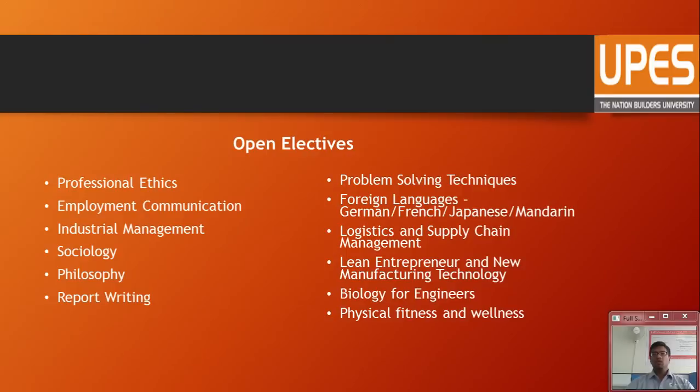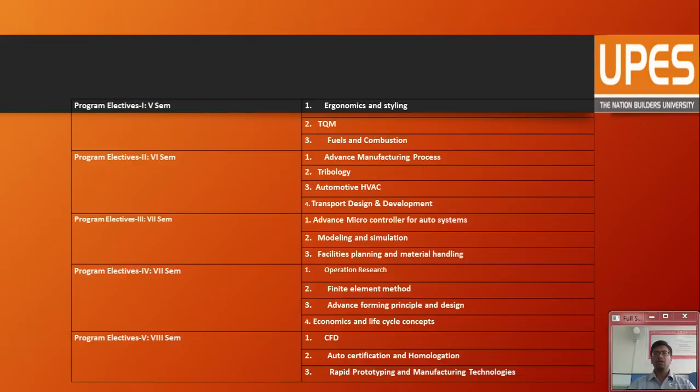Now, there are open electives, in which students can select the subjects. It starts from the 5th semester and continues till the last semester, the 8th semester in the final year. You can see here ergonomics and styling in the 5th semester, TQM (total quality management), and fuel and combustion, advanced. Out of these three subjects in the 5th semester, the student has to choose any one subject as an elective. In the 6th semester, there are advanced manufacturing process, tribology, automotive heat ventilation and air conditioning, and transport design and development. Likewise, till the 8th semester, the student has to select any one subject out of the given choices.